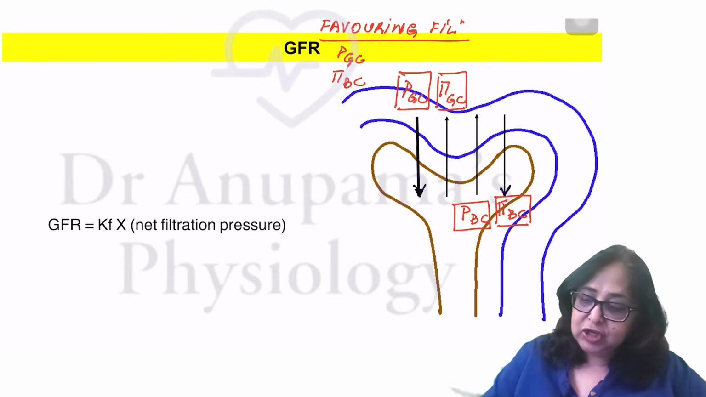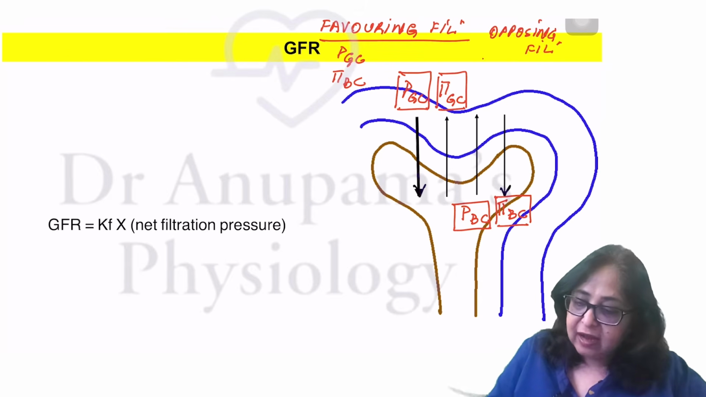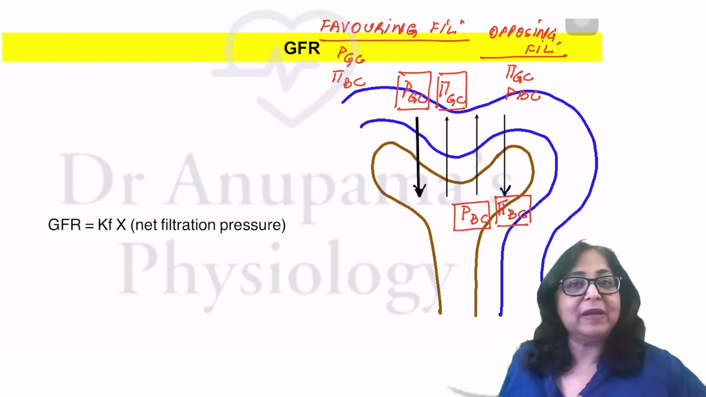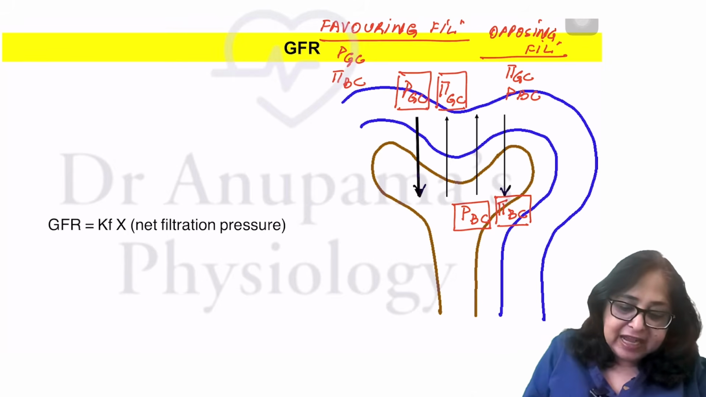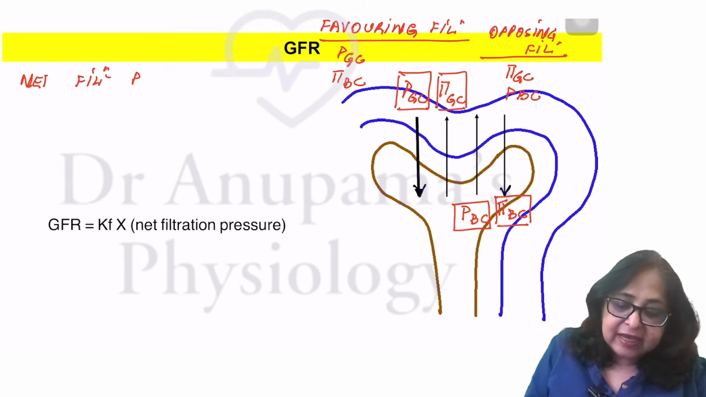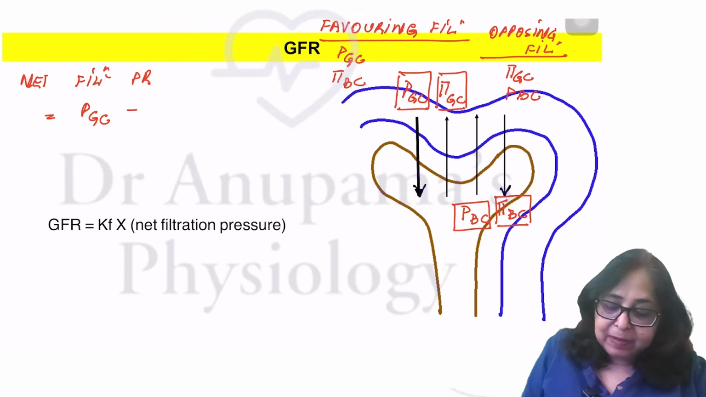What are the forces which are opposing filtration? Opposing filtration are pi GC and PBC. Again, you should be able to appreciate this from the direction of the arrows. So what is going to be the net filtration pressure? The net filtration pressure is PGC, which is the largest force, minus pi GC minus PBC.